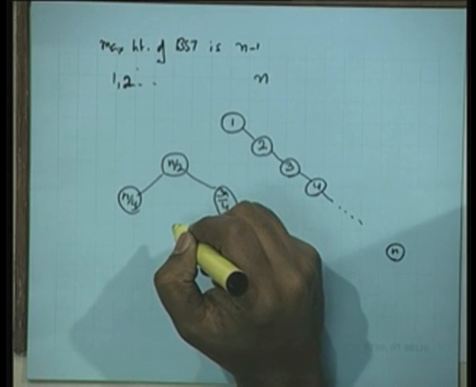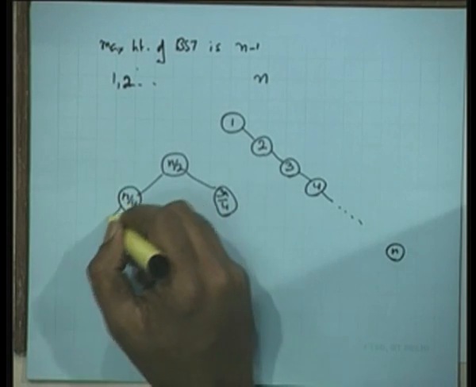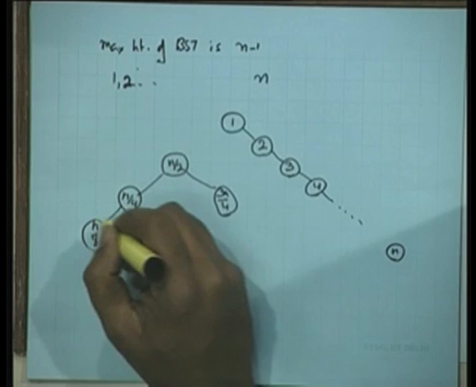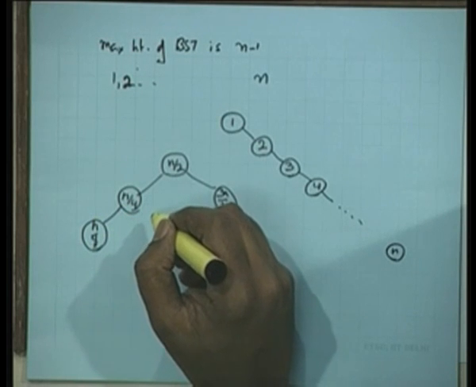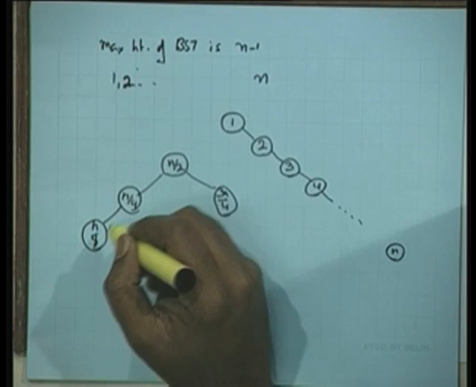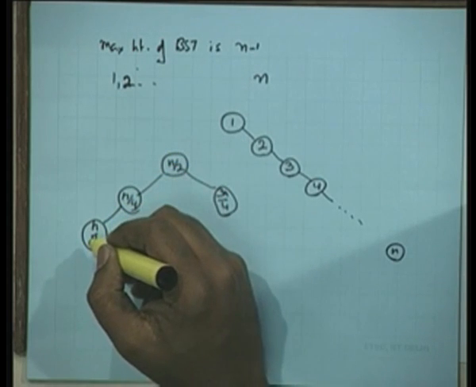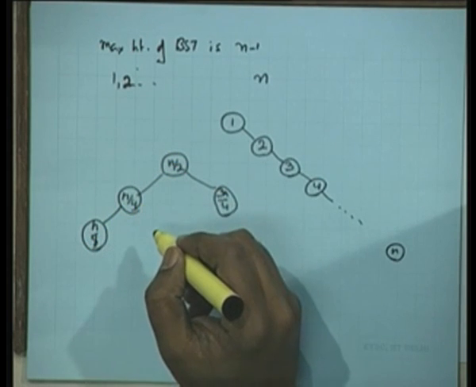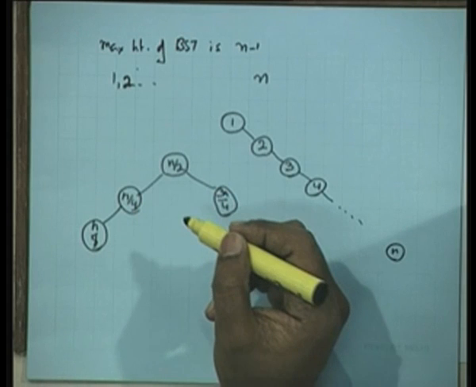And now n by 8, and is it clear that n by 8 will come here? It's clear to everyone, right? Why? Because we'll compare and we'll put it here. And which is the next one? 3n by 8.